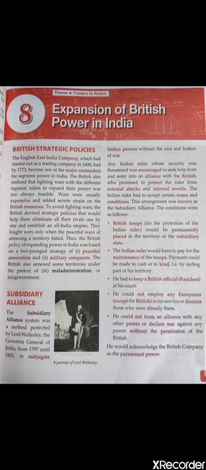The first ruler to accept it was the weak Nizam of Hyderabad. This subsidiary alliance led to the expansion of the British Empire in India and an increase in its resources. The Indian rulers of subsidiary states became puppets in the hands of the British. When the administration collapsed, the British annexed the kingdom on the grounds of misgovernment.